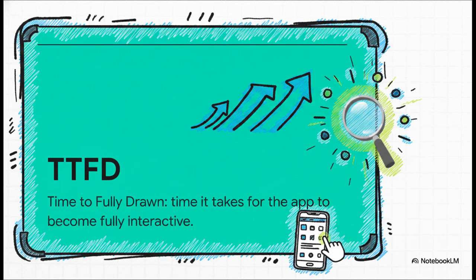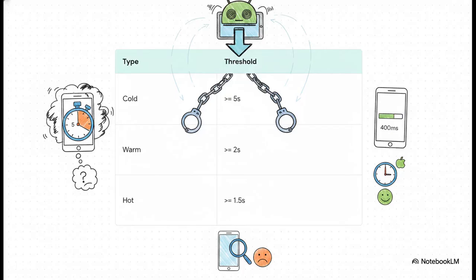Right on its heels is TTFD, time to fully drawn. This is the magic moment when the user can actually start tapping around and engaging with the fully loaded app. They're both super important. Basically, TTID tells the user, hey, I'm working on it, while TTFD tells them, okay, I'm ready to go. And you know who cares about this even more than your users? The platforms themselves. Google actively tracks startup times using Android Vitals, and they will straight up penalize your app in the Play Store if you cross certain thresholds.